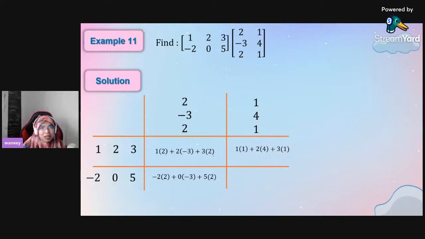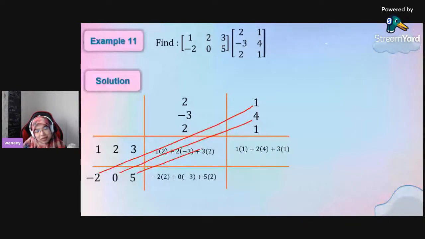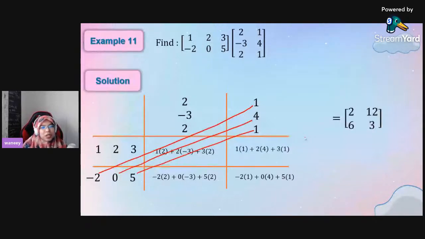Okay lah tu. Now the right hand side, this is negative 2 times 1, and then plus 0 times 4, plus 5 times 1. So you times everything together and then just simply add them. So negative 2 times 1, 0 times 4, 5 times 1. And then of course, you simplify them. So it will become 2, 12, 6, 3. So itu adalah cara untuk kita buat multiplication.